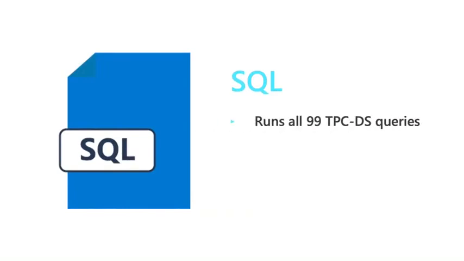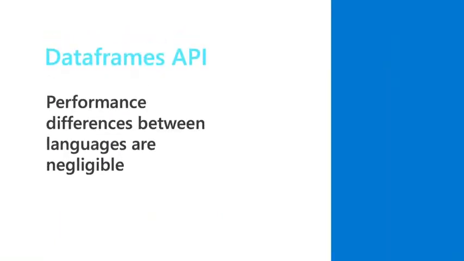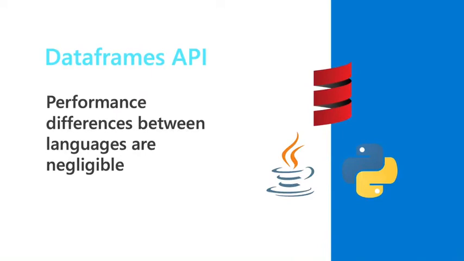Note that SQL is closer to ANSI SQL 2003 compliance. It is now running all 99 Transaction Process Performance Council Decision Support Benchmarks, or TPC-DS queries. It offers a new standards-compliant parser with good error messages, subqueries, both correlated and uncorrelated, and approximate aggregate stats. And finally, with the Data Frames API, the performance differences between languages are almost non-existent, especially for Scala, Java, and Python.